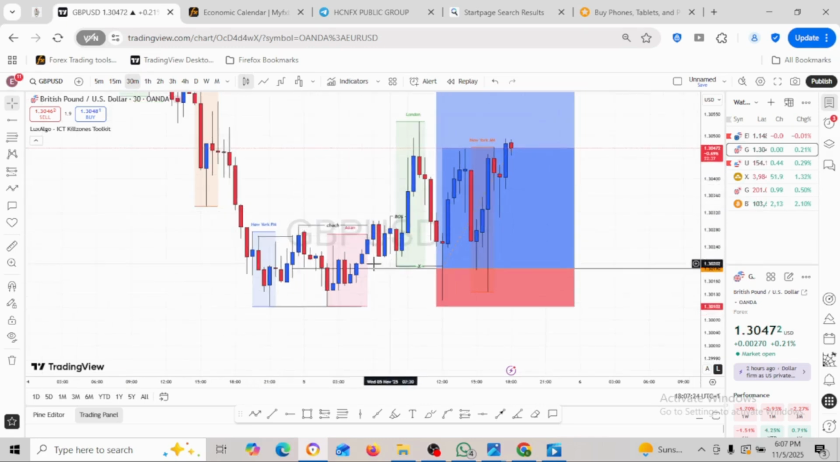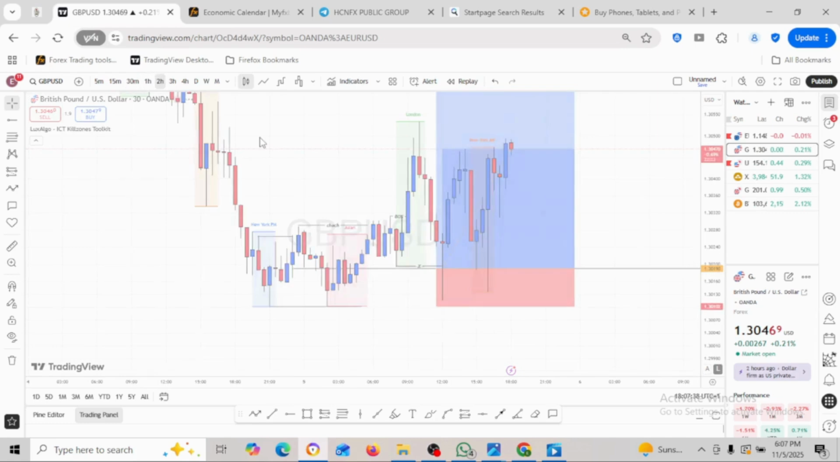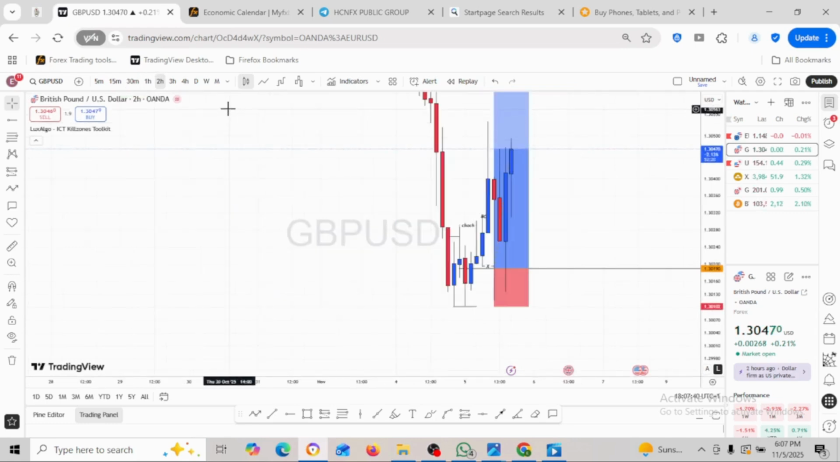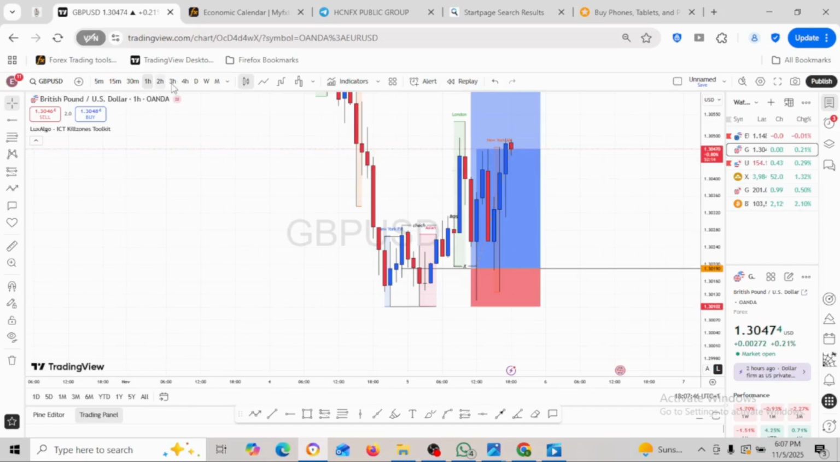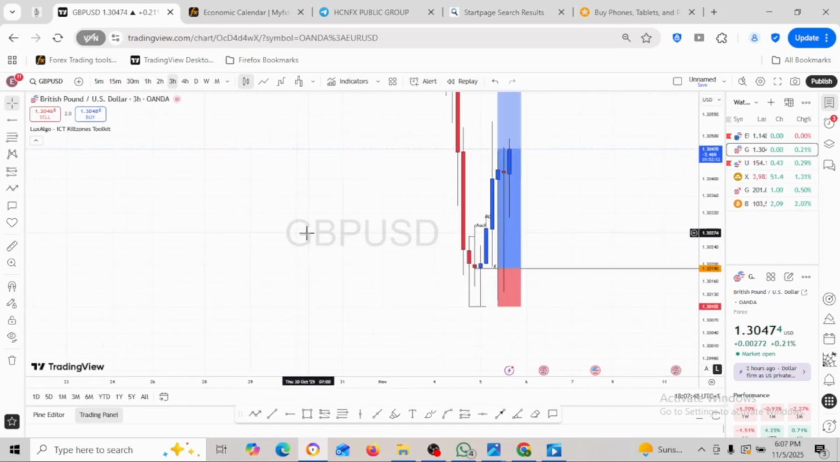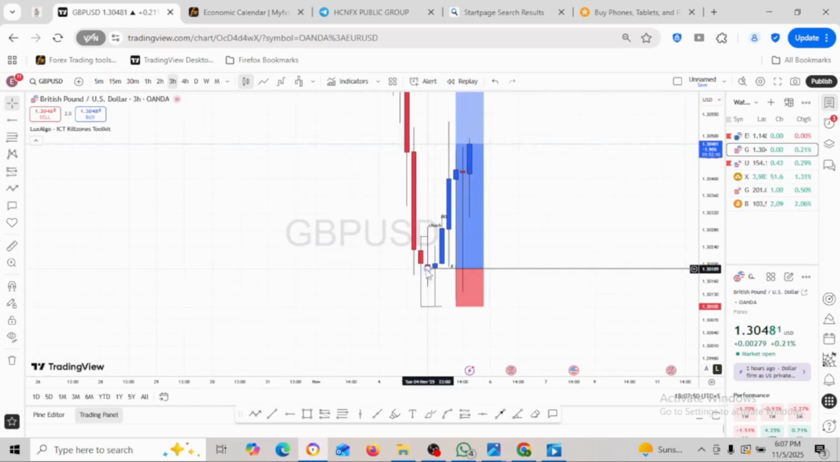Now after this, I came into the chart and I was looking for a valid POI to set my parameters, a valid order block, and the price action here was something else. So I went down to the 2 hour time frame. I didn't get anything. I went down to the 1 hour. I didn't get anything also. So I went down to the 3 hours and I noticed something. I noticed there was a rejection block over here.